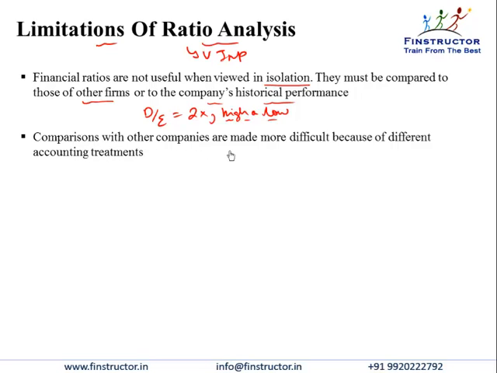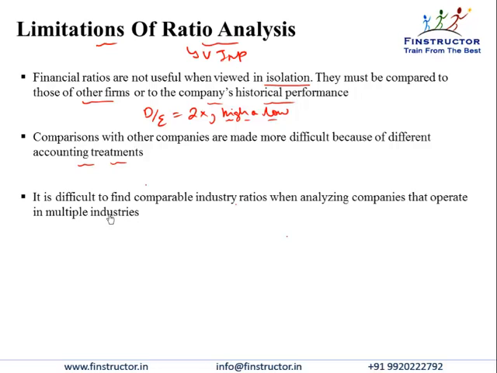Comparability, however, becomes difficult as different companies follow different accounting treatments. So please make sure that you're comparing apples to apples and you make the necessary adjustments if the two firms are following different accounting conventions. Thirdly, it is difficult to find comparables for conglomerates or companies that operate in multiple industries. So if it's a plain vanilla steel business, for example, company A, then it'll be relatively easy for me to find company B, company C that are in the steel business.